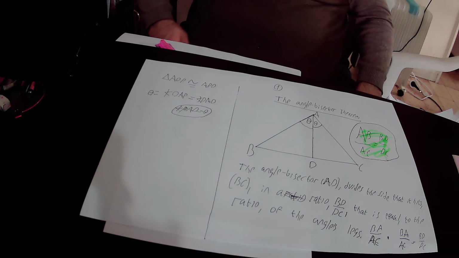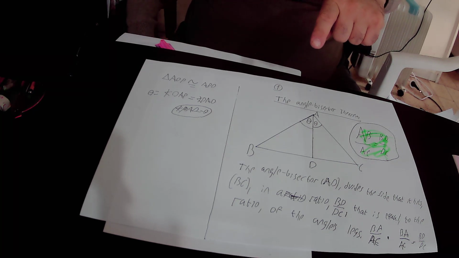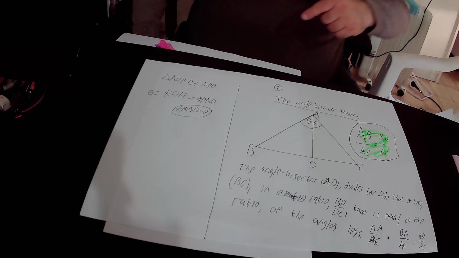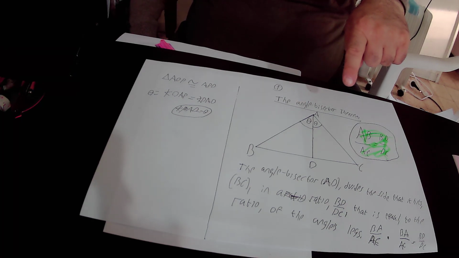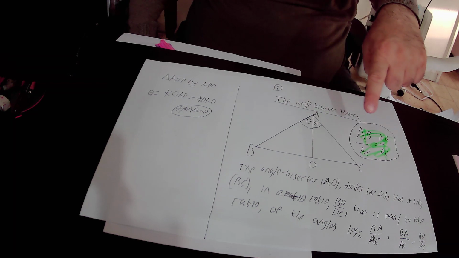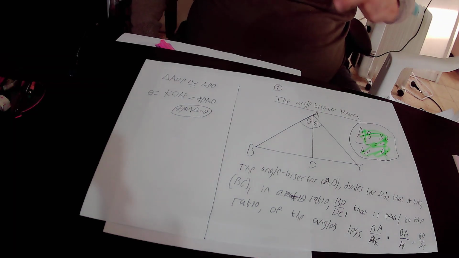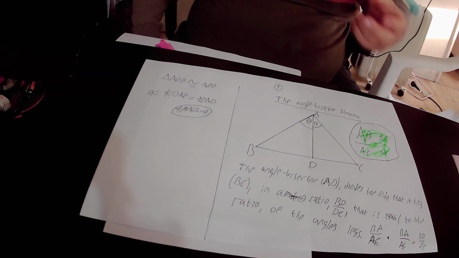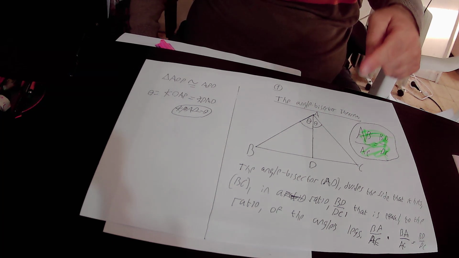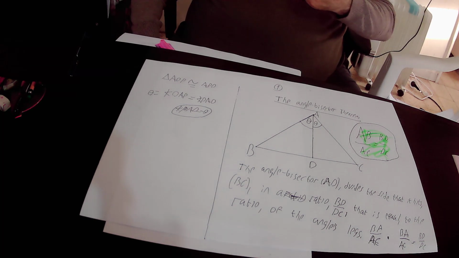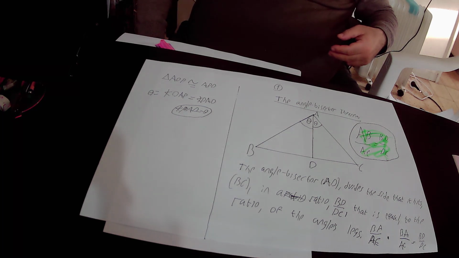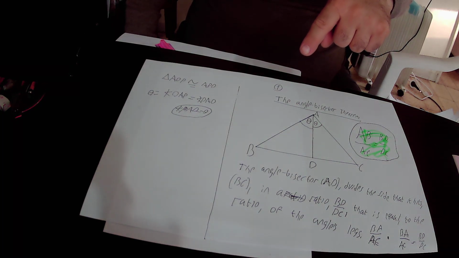The angle bisector, that is to say, in this drawing, the angle bisector is line segment AD, divides the side that it eats. Angle bisector AD eats side BC of triangle ABC, and it divides it into two parts, part BD and part DC. And the ratio between those two parts is BD over DC. And that ratio is equal to the ratio between the angle's legs, the legs of the angle that has been bisected.